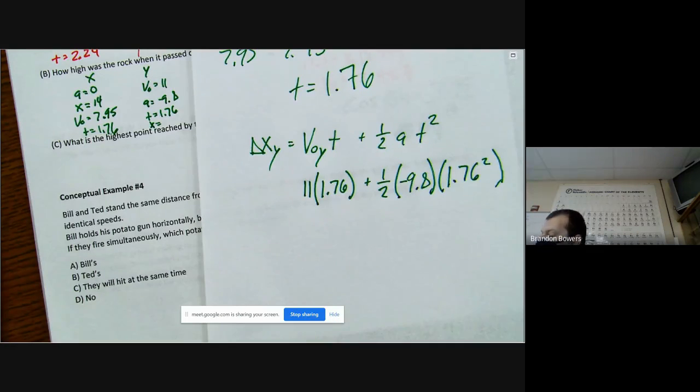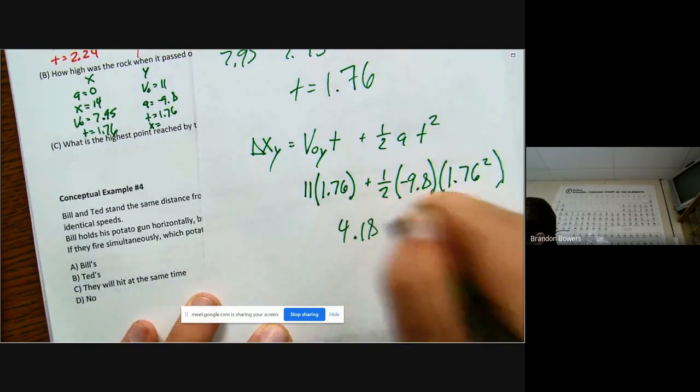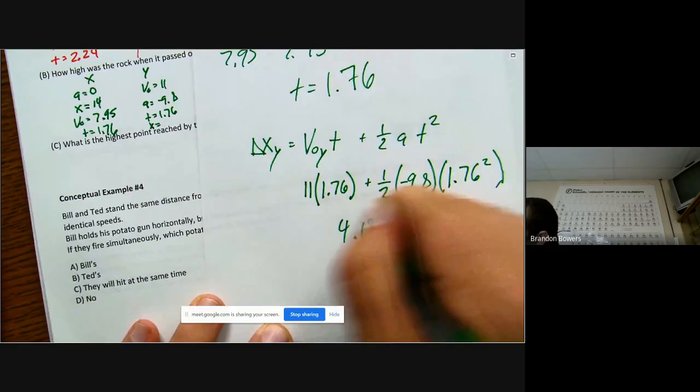Did anybody plug that all in? What'd you get? 4.18. You add, so yes, 4.18 is perfect. Units: meters.